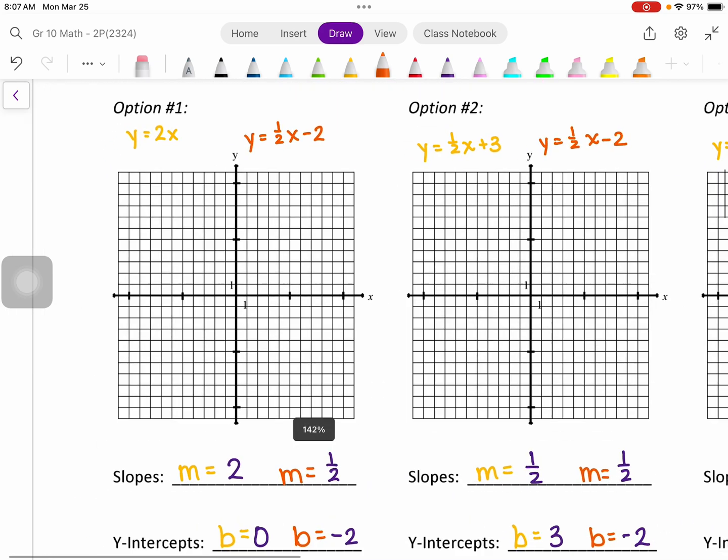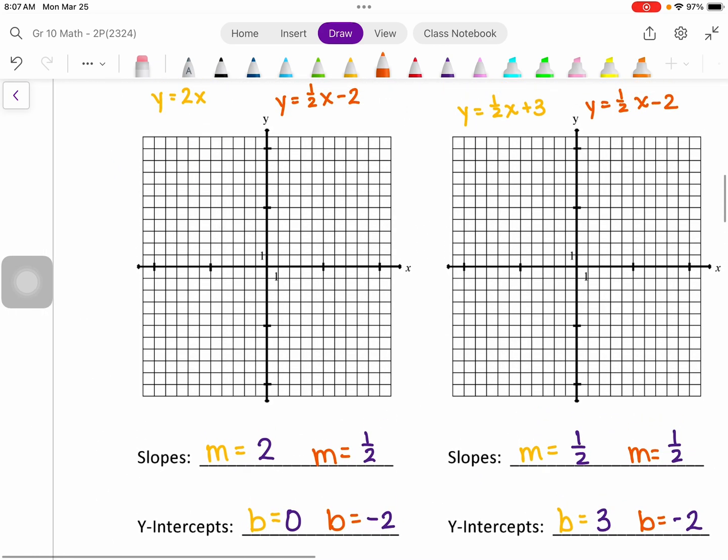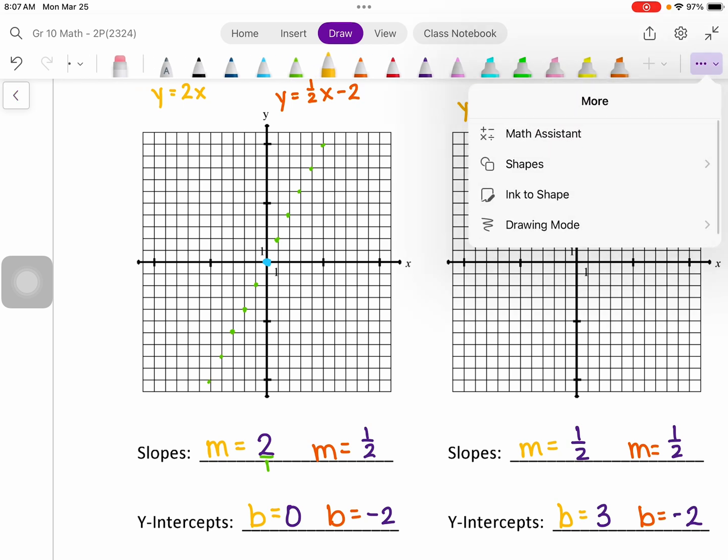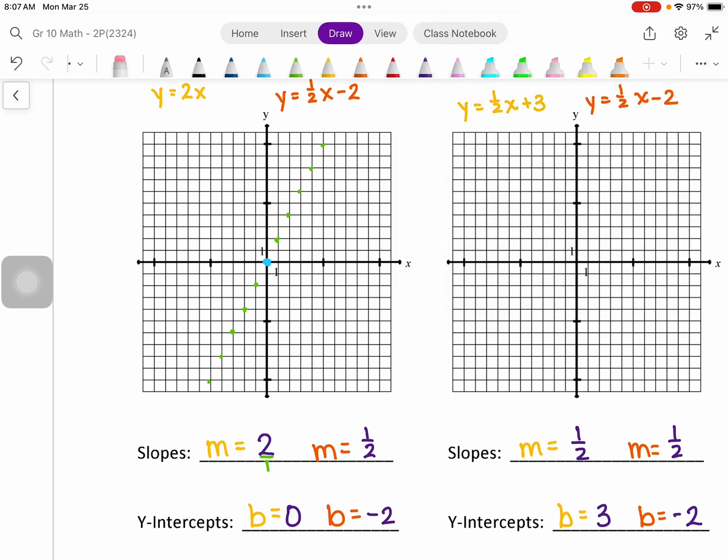Now let's take a look and plot them and see if we can find a point of intersection. So my starting point is to plot my y-intercept, the first one, b equals 0, and then I'll use my slope, which is 2, which means 2 over 1 if I don't have a run. So up 2, right 1, and then down to left 1. And then we'll draw in our line, and we'll see. So there is that linear relation.